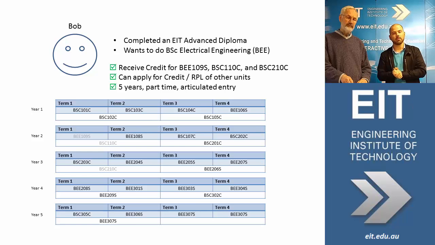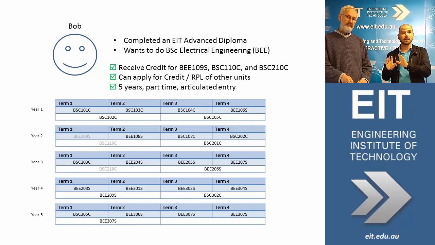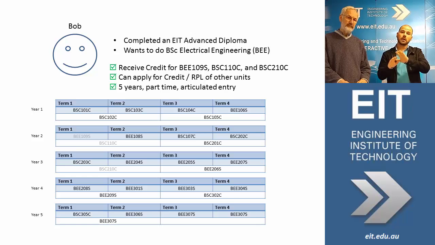Take Bob, for an example. Now Bob, he completed an EIT Advanced Diploma, but it is not in the four main streams of the bachelor's. Now, he wants to do the Bachelor of Electrical Engineering. That's great. Bob can automatically get credit for 3 units, which is 109, 110, and 210. That's great because it reduces the workload that Bob will have to do for the bachelor's. However, Bob will be required to spend 5 years to complete this bachelor's degree part-time as a semi-articulated student.